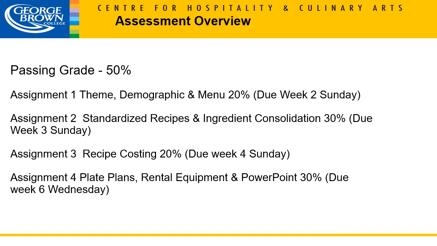Assignment number 2, you're going to standardize the recipes on your menu, and you're going to consolidate the ingredients that you need as well as their costing information for 30% of your overall grade. Assignment number 3, you're going to use your standardized recipes in conjunction with your as purchased costs as found in your ingredient consolidation list to cost out your recipes. So you're going to cost out every recipe on your menu for 20% of your overall grade.